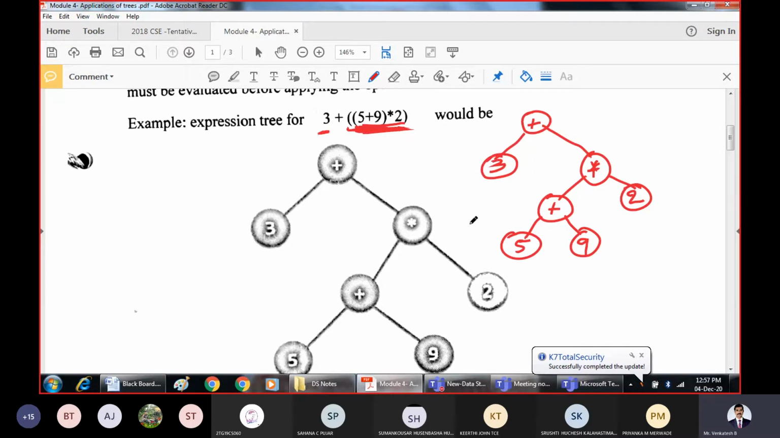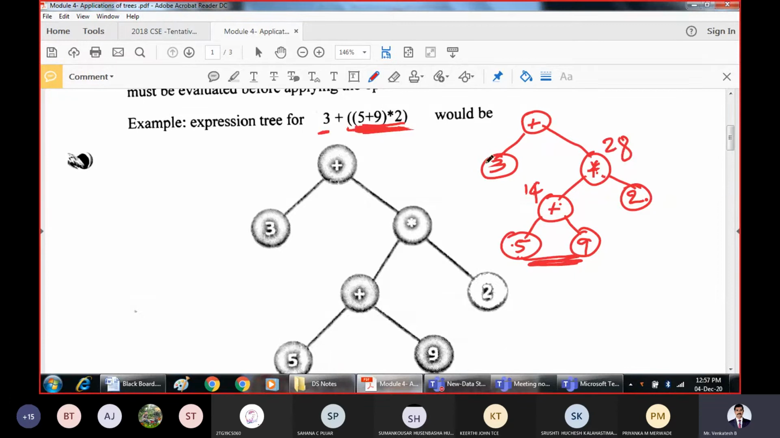But this will indicate how the expression must be evaluated. If you want to apply the operator plus, first you should solve the left subtree and right subtree both. The left is only one operand, so leave it as it is. Then when you come to star, first complete everything. That means first I should evaluate this part. 5 plus 9 gives 14. Then apply 14 into 2 because this is star. 14 into 2 is 28.